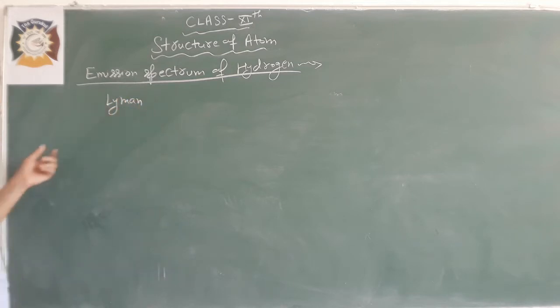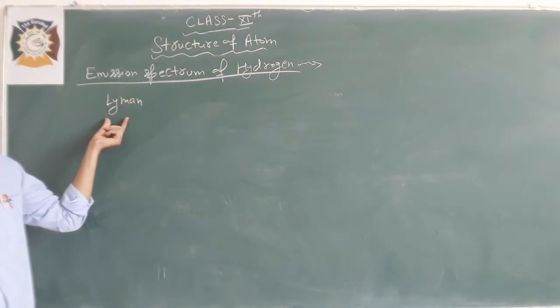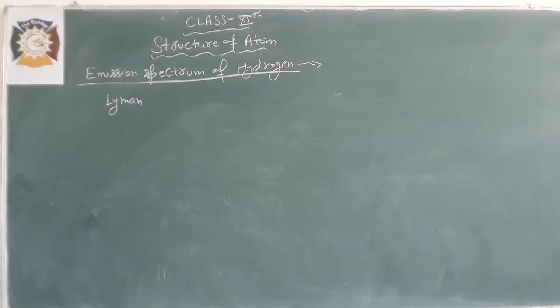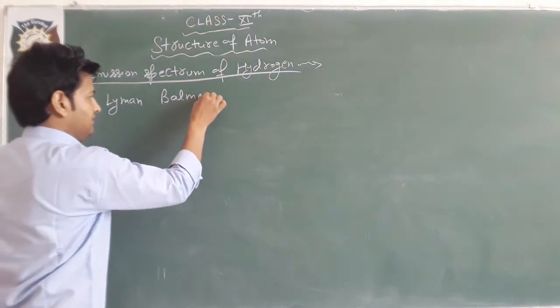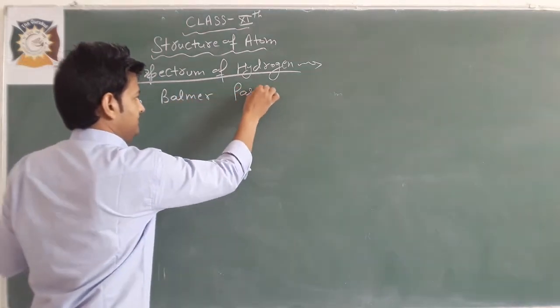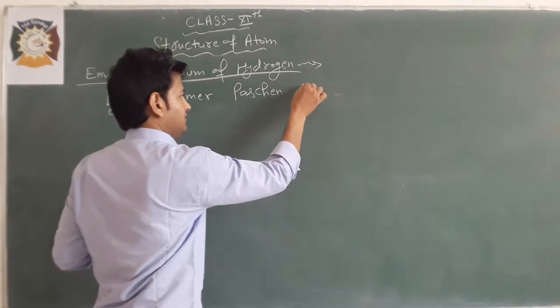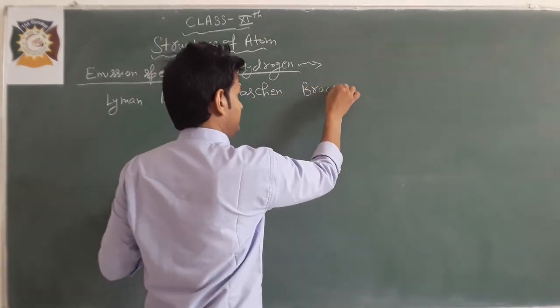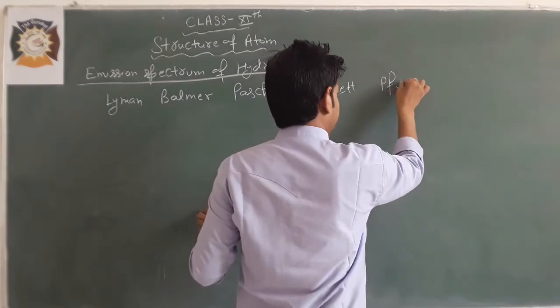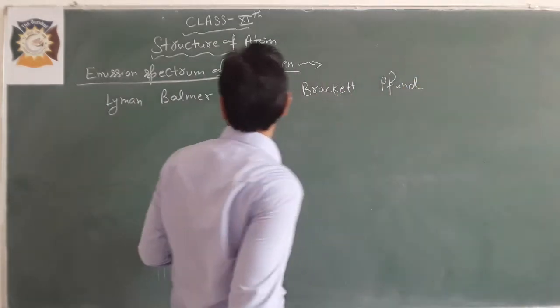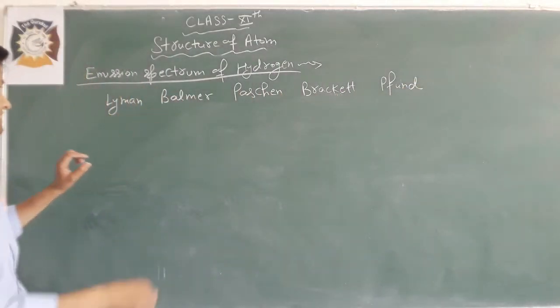When radiations are grouped into series, these are called the Lyman series. A large number of lines are present. The series are Lyman, second is Balmer, Paschen, Brackett, and Pfund. These are the different types of series.